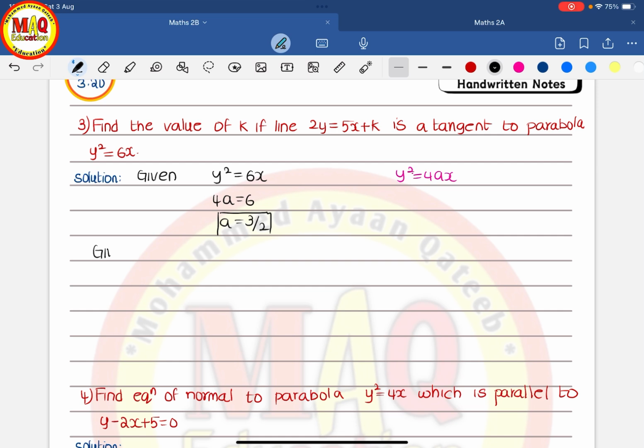Now given line, we should prove that this line is tangent to the parabola. First let us write the line. Here dividing by 2, we get y equal to 5 by 2 into x plus k by 2. Here we can see it is of the form y equal to mx plus c. So here c value equal to k by 2. M value equal to 5 by 2.